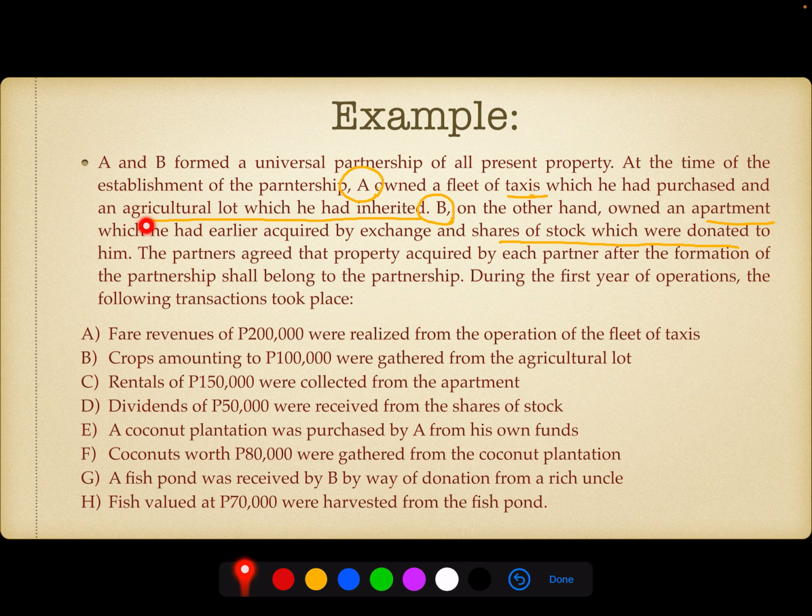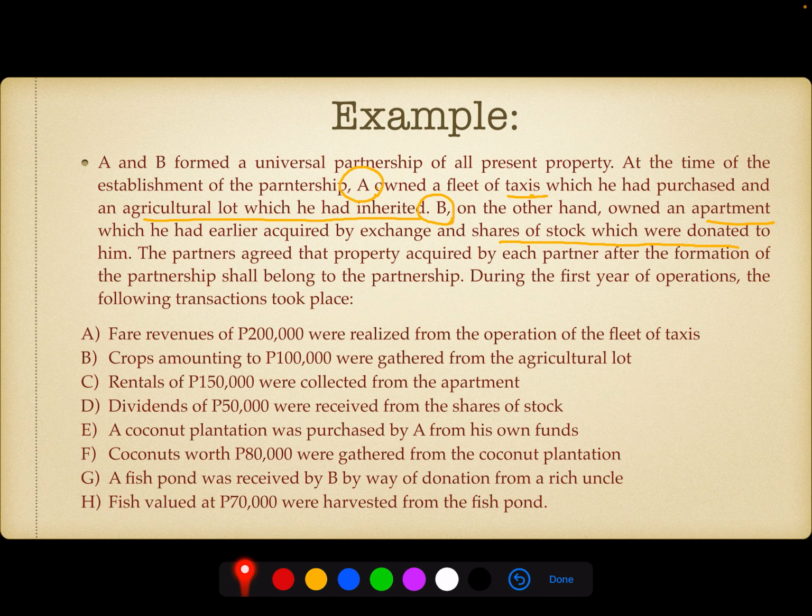Although the agricultural lot was inherited by A and the shares of stock were donated to B, these will be included in the universal partnership of all present property because they already had this at the time that they were to execute the partnership contract. Article 1779, which says that you cannot include property acquired by inheritance, legacy, or donation, only refers to property that they acquire after they execute the partnership contract.